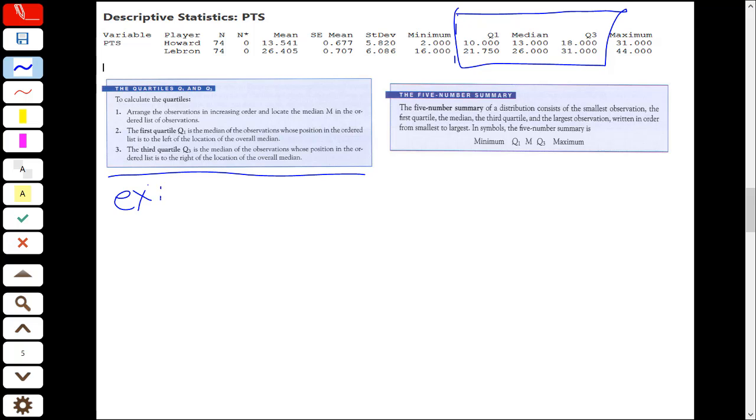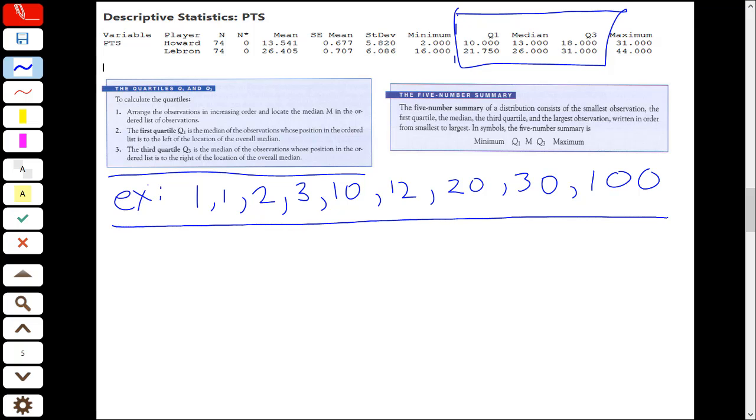Example. So I'm going to have an ordered data set of 1, 1, 2, 3, 10, 12, 20, 30, and 100. That's a nice simple data set. Let's go ahead and find the 5-number summary for this. All right, now this is a very trivial and kind of simple example, but I just want to do it to give you a sense of how to do it. Okay. So the numbers are ordered, so I don't need to order them in increasing order.